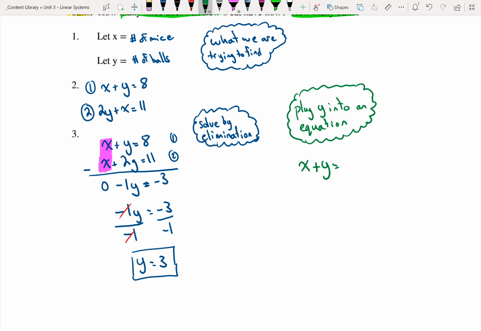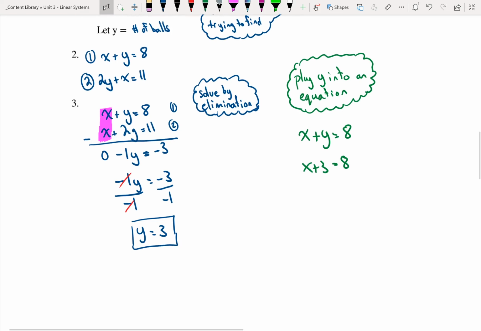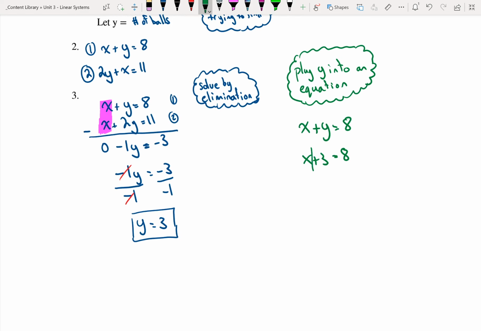So x plus y equals 8. I know my y value is 3, so x plus 3 equals 8. And right from here, a one-step equation, you could probably solve this on your own in your head. But I'm going to go through and solve it. If I want to get rid of the plus 3, I have to minus 3 from both sides to keep it balanced. And I'm left with x equals 5.